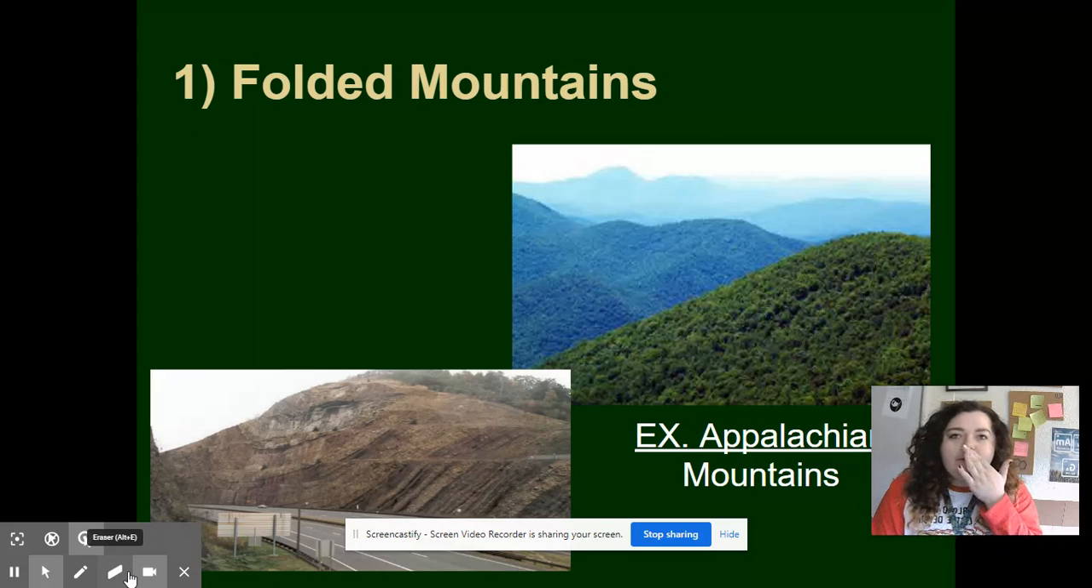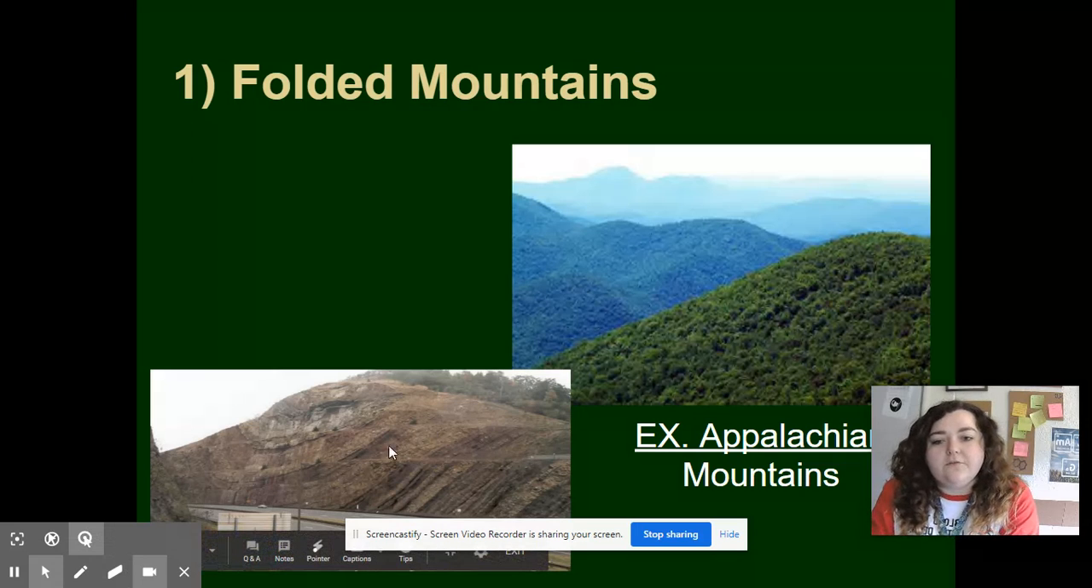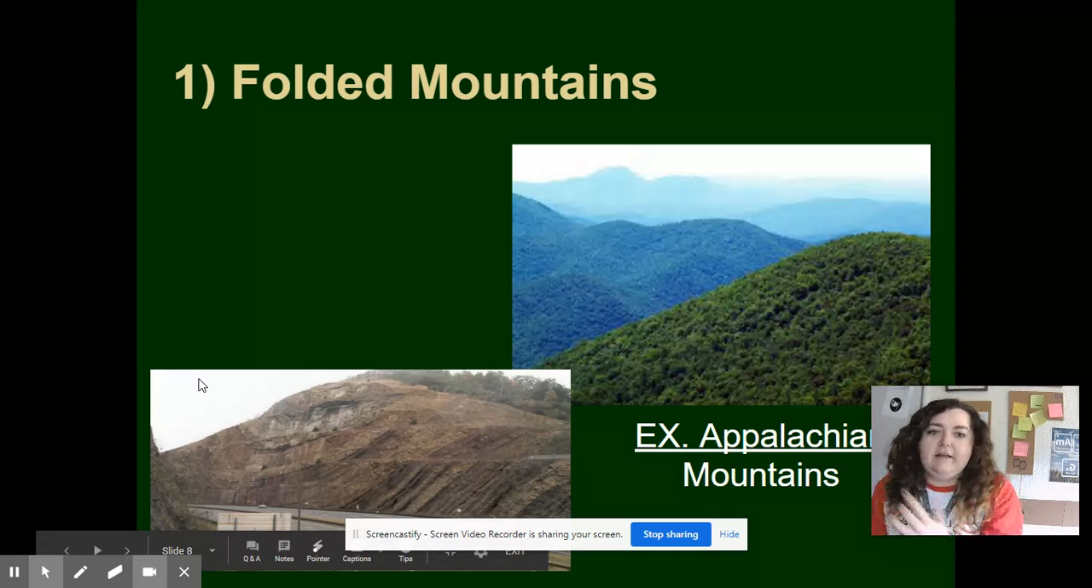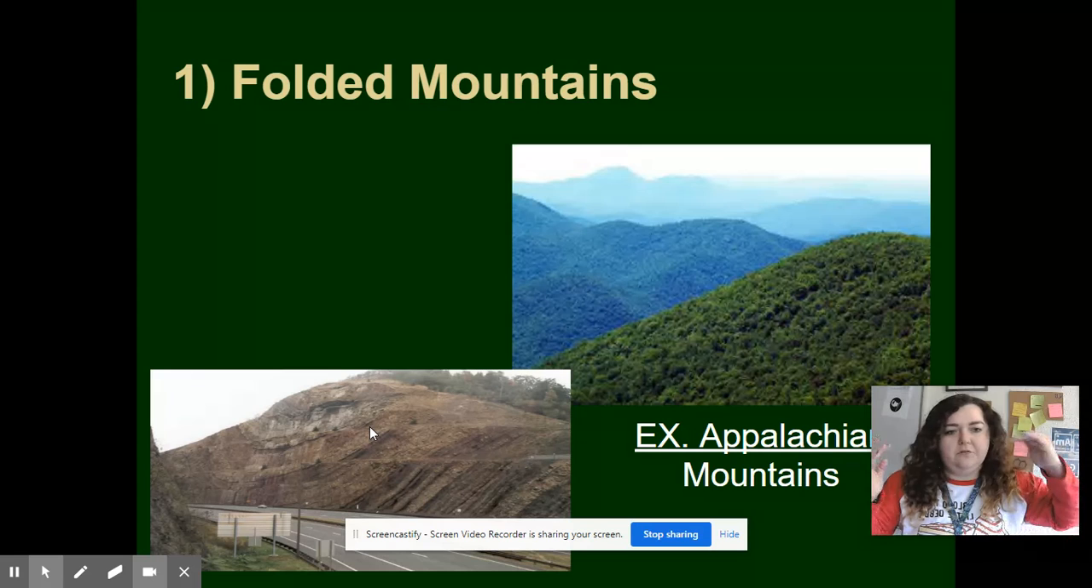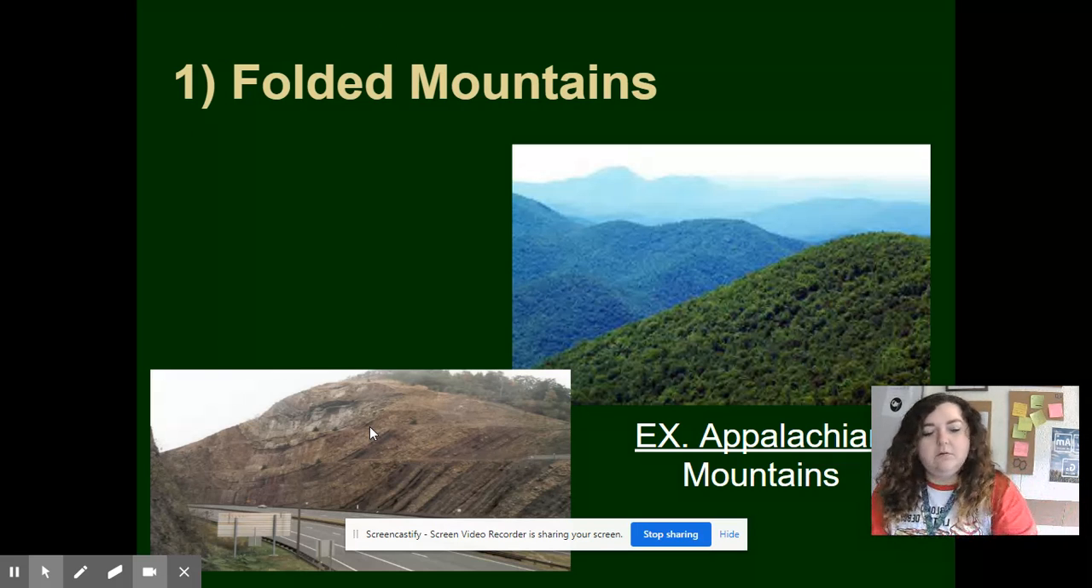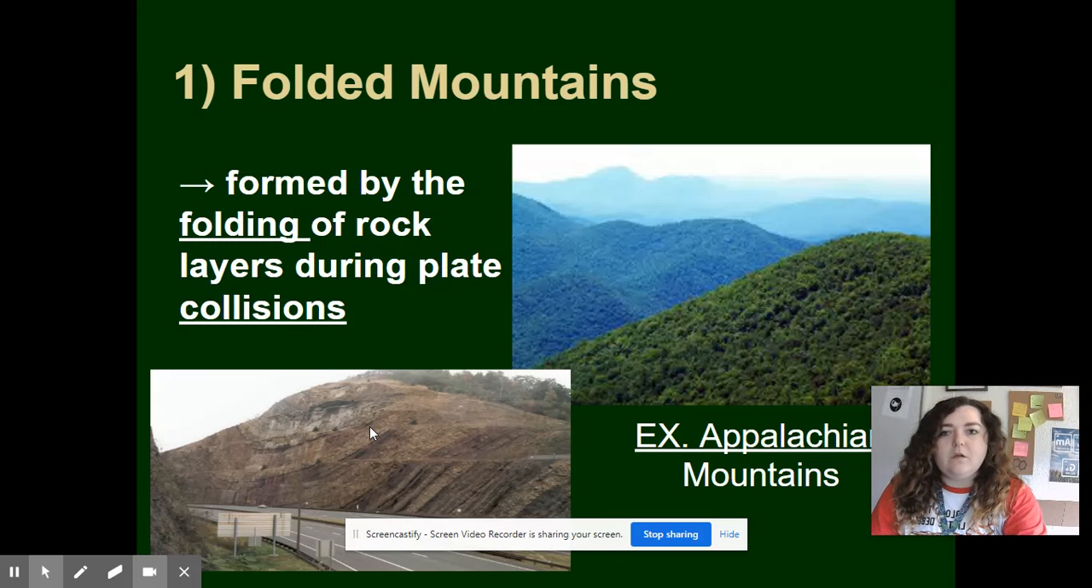So this can be very easily seen whenever you're driving and you see the road cuts and you see these large folds or these squiggly lines, if you want to call them that. That's because these mountains were formed whenever the plates were pushed together. They weren't compressed so much, but they were compressed enough to get the little wave going. Kind of like if you had a blanket or a towel that was laid out and you pushed both ends together, you would get that little swerve there. So formed by the folding of rock layers during plate collisions.